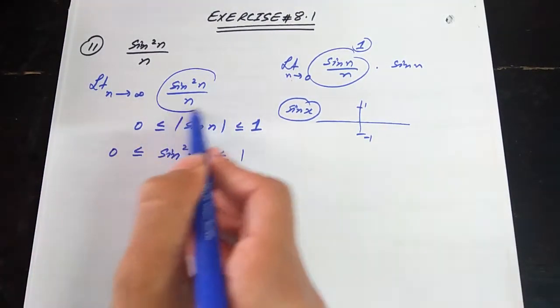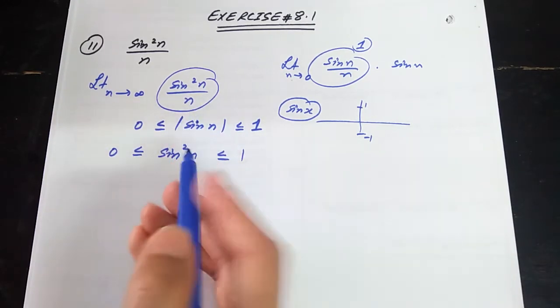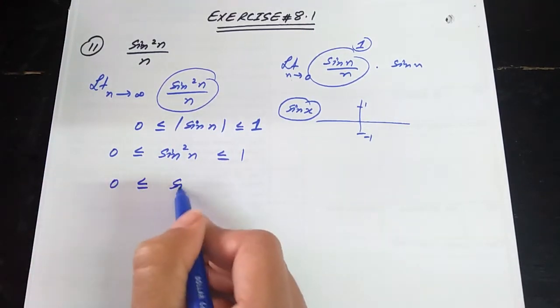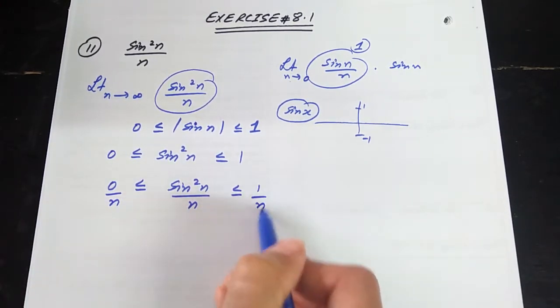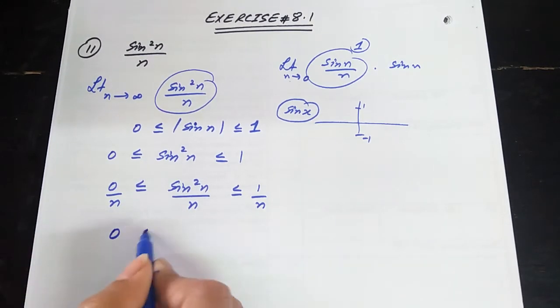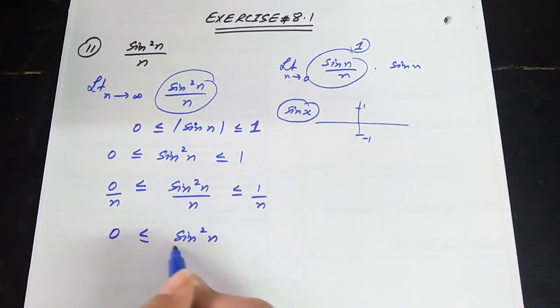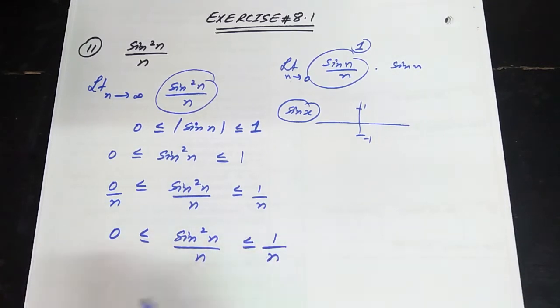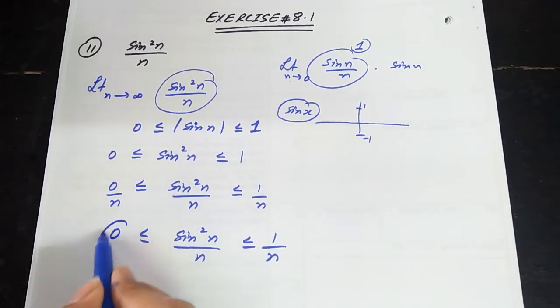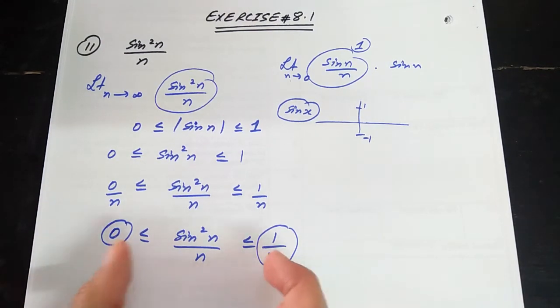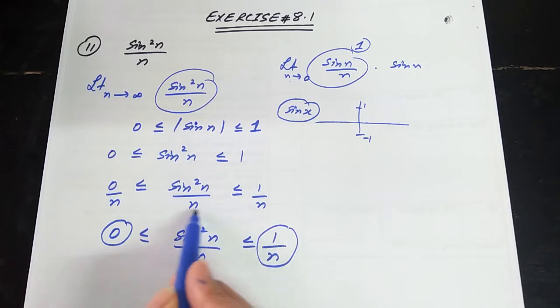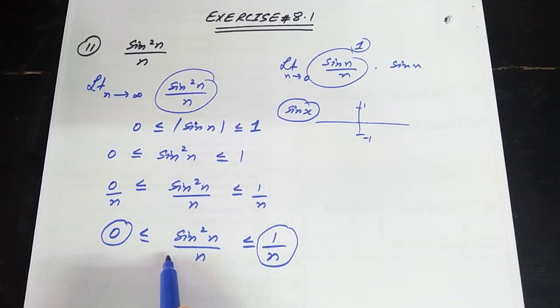And we know here we have sine square of n over n. So I need to write here 0 is less or equals to sine square of n over n, and also we'll divide it here. So it becomes 0 is less or equals to sine square of n over n is less or equals to 1 over n. So if we apply the limit on the left hand side and on the right hand side, and if both the limits give us the same answer, then that answer will be the answer of this limit. That is basically the sandwich rule.